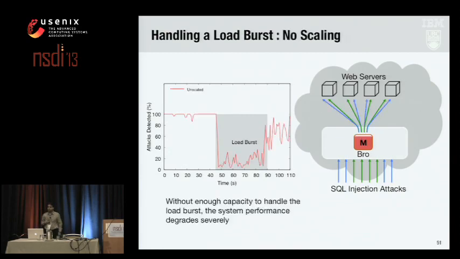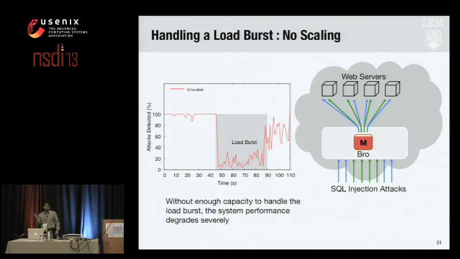The first type of scaling is no scaling. In other words, we didn't do good capacity planning. So the performance of the system degrades. By performance, I mean the attack detection ratio. It degrades when the load burst happens, and then once the load burst ends, it slowly starts climbing again.